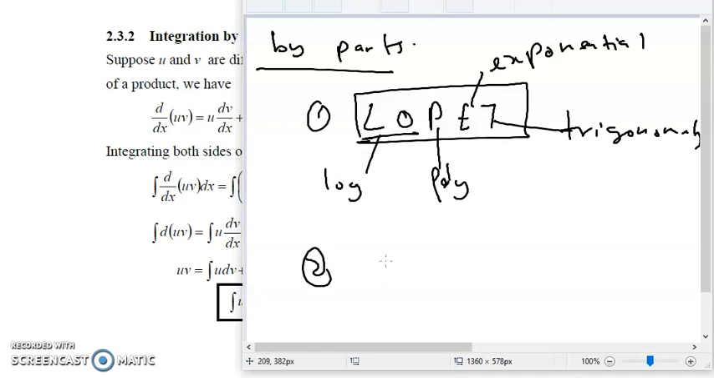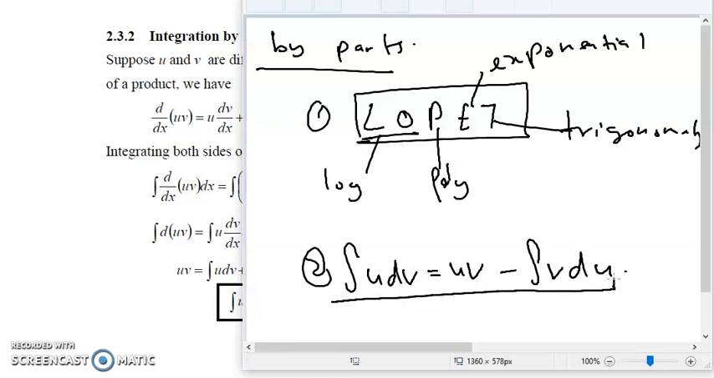And the next thing that you must remember about by parts is the formula. The formula is what? Integral of u dv is equal to uv minus integral of v du. Or you can have it this way, u dv is equal to uv minus v du. This is important. You must make sure you are not going to forget this part if you want to solve your by parts.